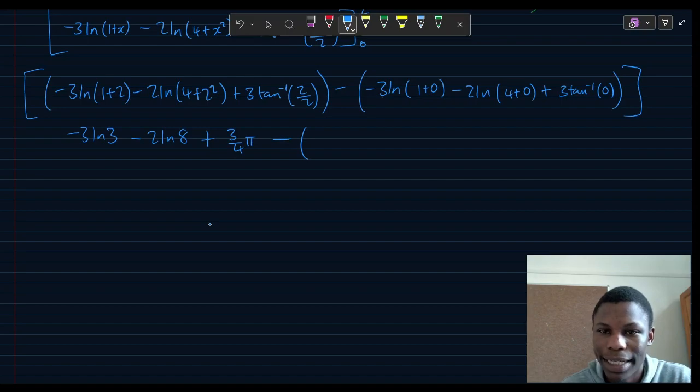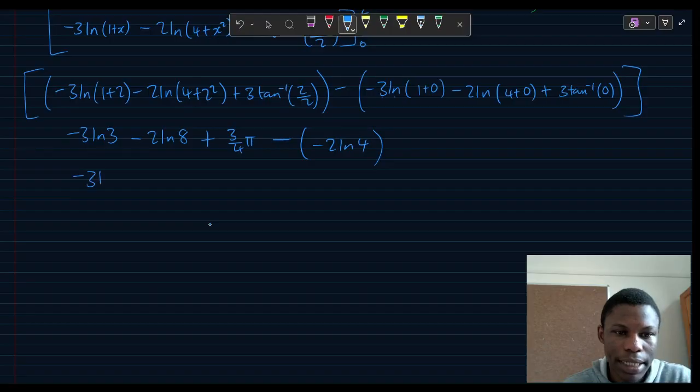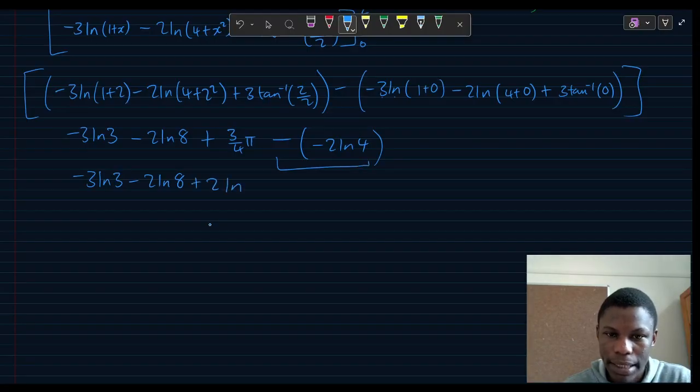So here we've got negative 3 ln 1. Ln 1 is 0. Then we've got negative 2 ln 4. 3 arctan of 0. Arctan of 0 is 0. All right. So we've got negative 3 ln 3, negative 2 ln 8, and then we've got positive 2 ln 4, and plus the 3 over 4 pi.